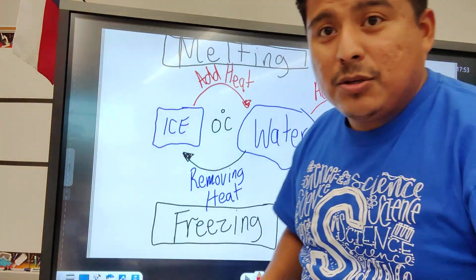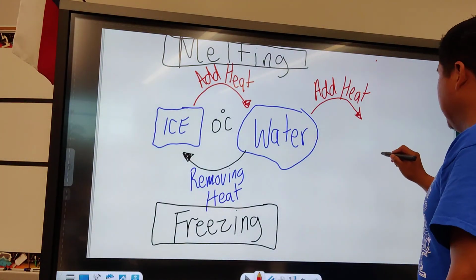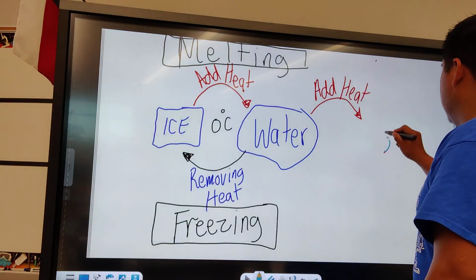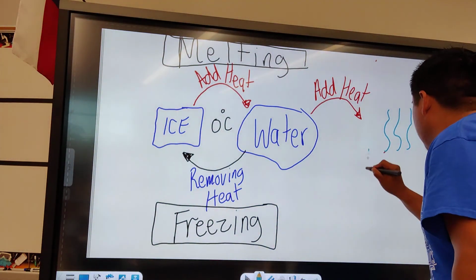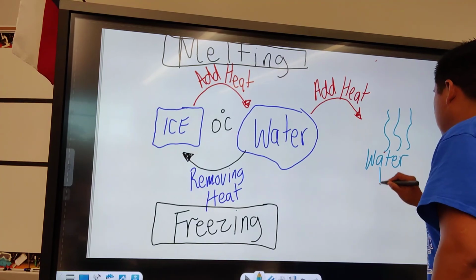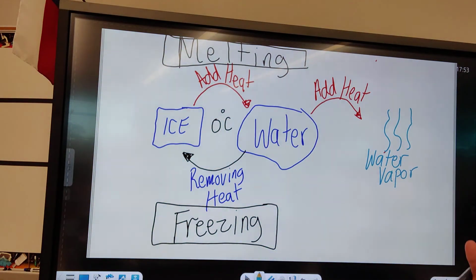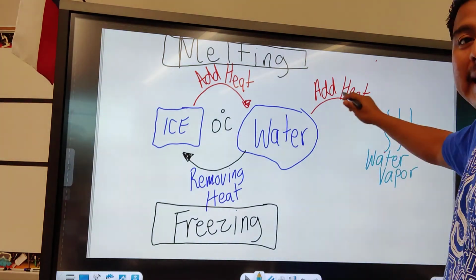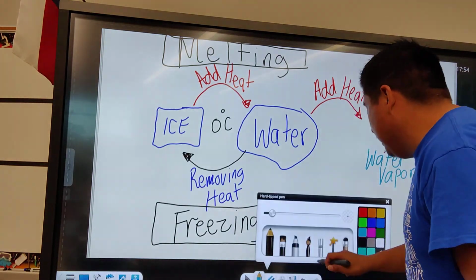That's pretty cool, right? So this is called when the water turns into a gas. It's called water vapor. Okay, it's an invisible gas. You can't see it, okay, but it's there. Okay. And again, in order to get there, we had to add heat. We had to add heat, okay, and it boils. The process is called boiling.